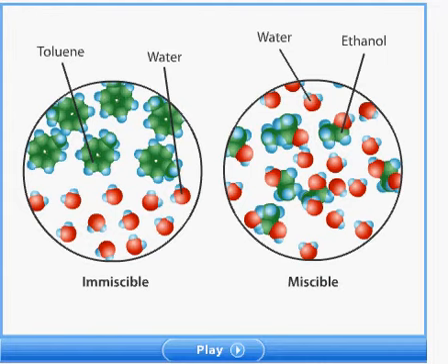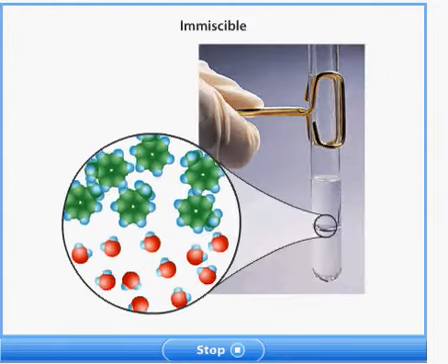Comparing miscible and immiscible liquids. Miscible liquids are solutes and solvents that are able to dissolve freely in one another in any proportion. Immiscible liquids are solutes and solvents that are not soluble in each other. Solutions that are miscible mix or dissolve in one another. Those that are immiscible do not mix.